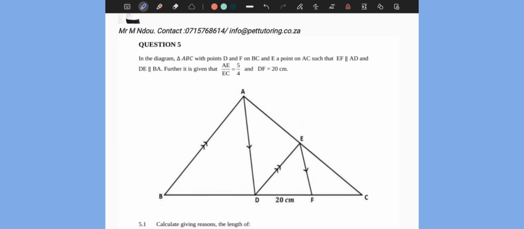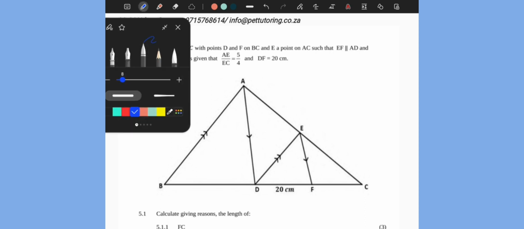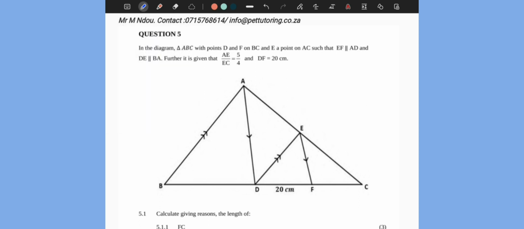All right, let's look at this question 5 here. Question 5, I hope you're ready. Pen, pencils, book, notebook there. I hope everything is in place, right? Okay, let's just go through it. All right, that is question 5 here.